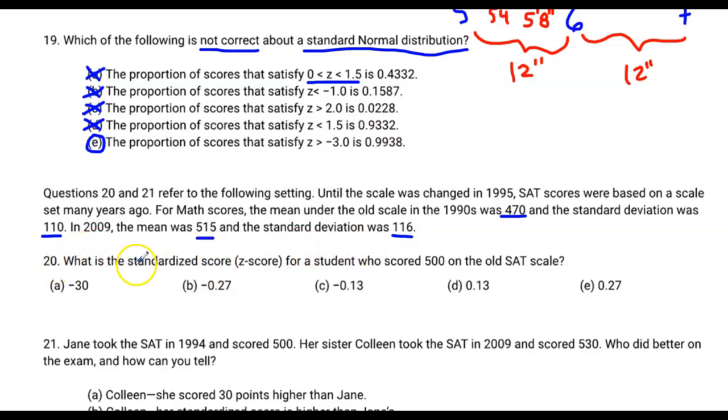So now we're looking for the standardized z-score for a student that scored 500 on the old SAT scale. Remember, the old SAT scale had 470 and 110 as the mean and the standard deviation respectively. So we can find the z-score by just plugging it into the z formula. The correct answer there should be 0.27. We were able to eliminate 3 of these already, because if the student scored 500 on the old scale, the mean is 470, which means the z-score automatically has to be positive because it's higher than the mean, so it's definitely not A, B, or C.